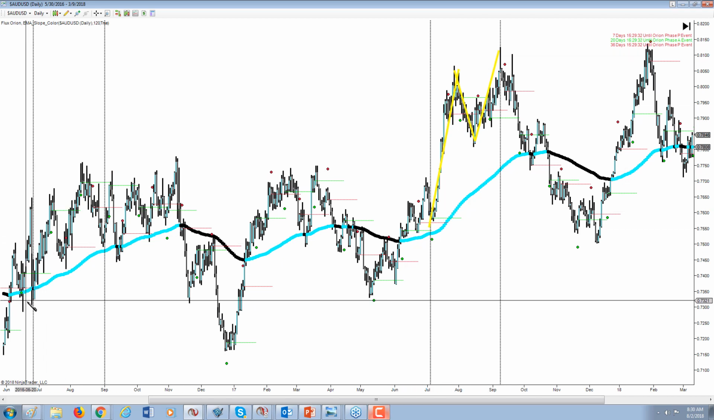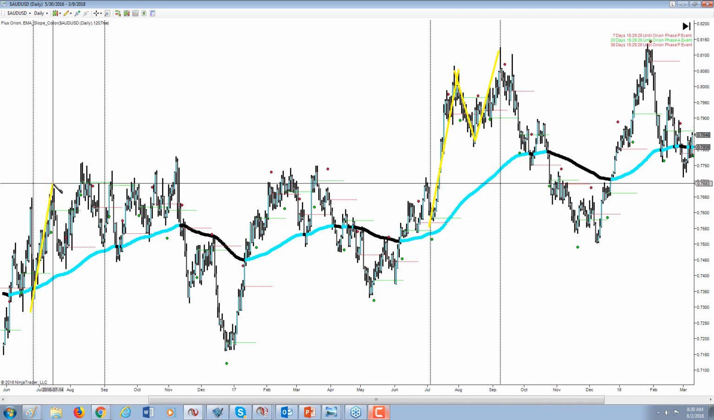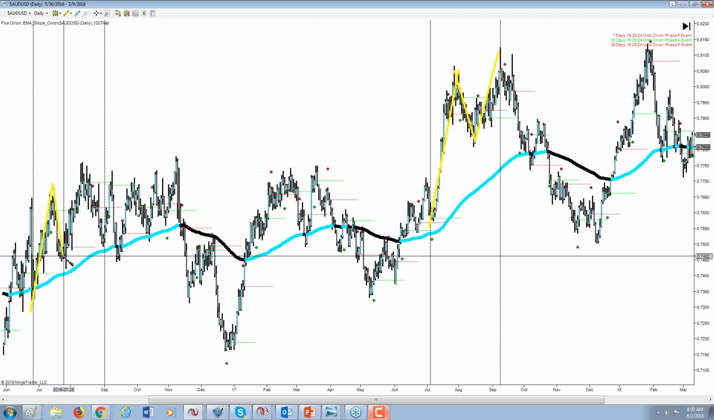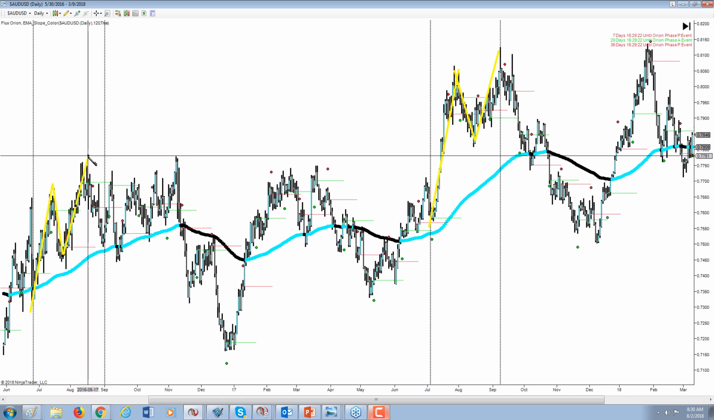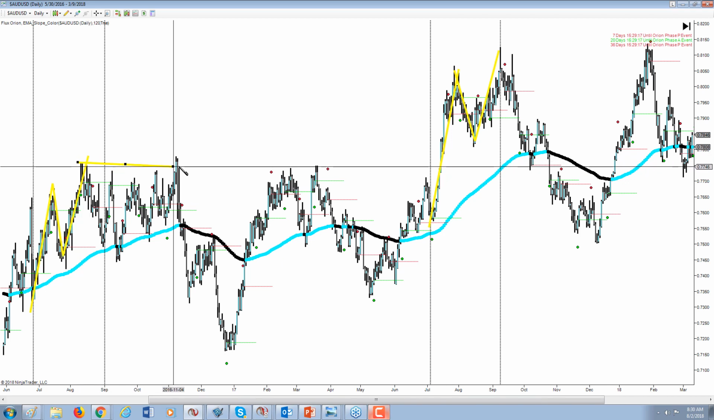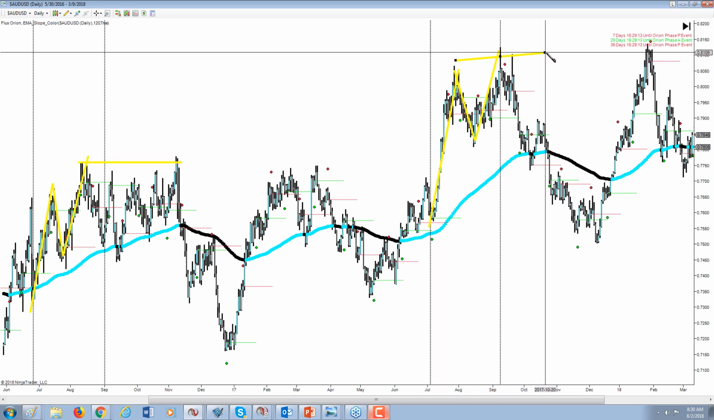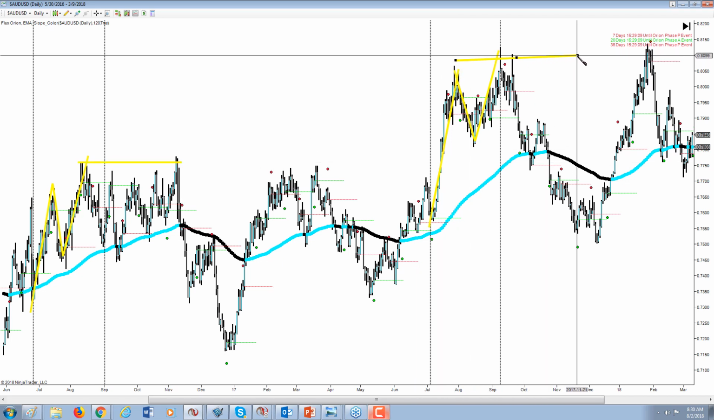And then notice when we go back to 2016, we have this wave and then this wave, right? In that same period of time. And that ends up becoming a topping pattern.